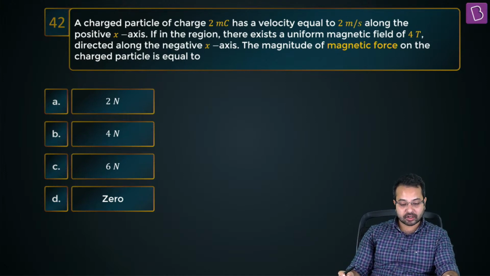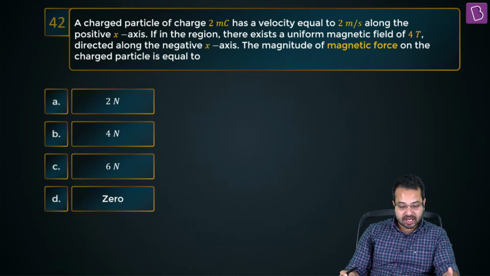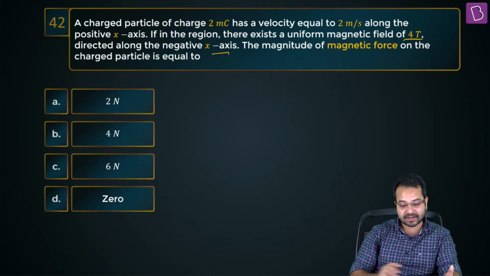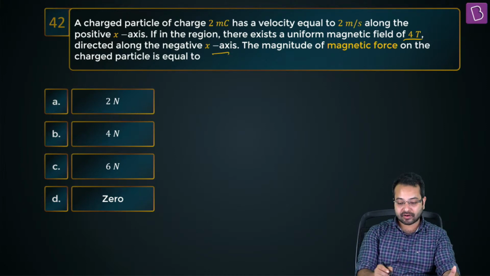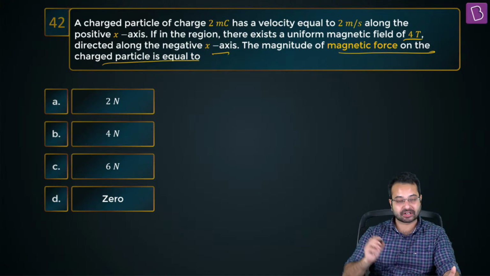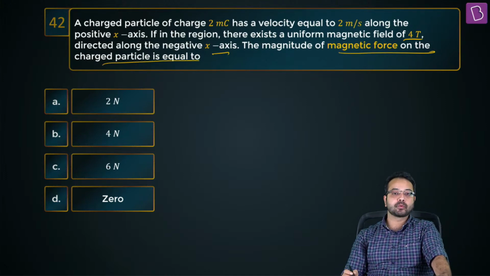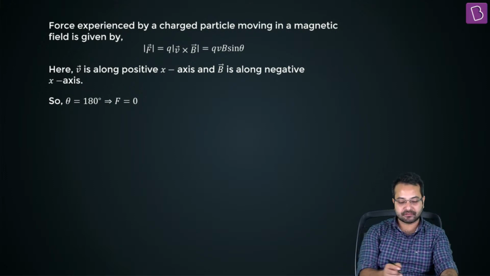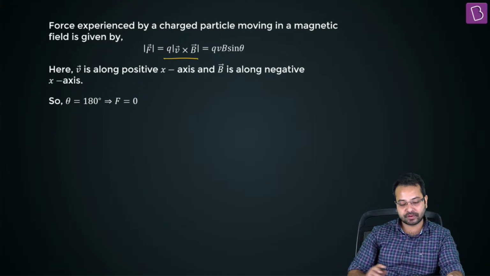A charged particle of charge 2 millicoulomb has a velocity equal to 2 meter per second along the positive x-axis. If in the region there exists a uniform magnetic field of 4 Tesla directed along the negative x-axis, the magnitude of magnetic force on the charged particle is equal to... Okay, now what is the force on a moving charged particle in the magnetic field? It is given by Q V cross B.